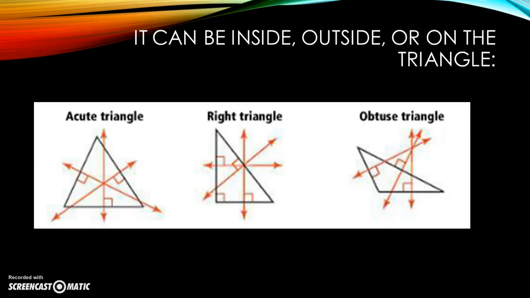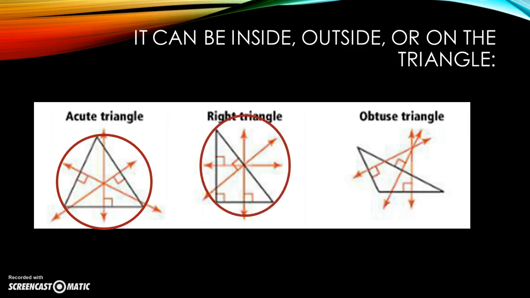They can be inside, outside, or on the triangle. In an acute triangle, the circumcenter is inside the triangle. In a right triangle, the circumcenter is on the triangle. In fact, it's on the midpoint of the hypotenuse. In an obtuse triangle, the circumcenter is outside of the triangle.